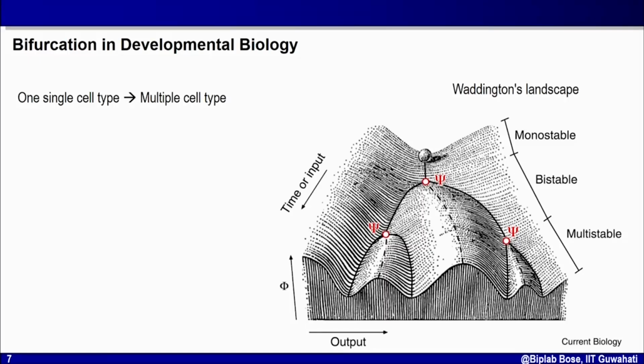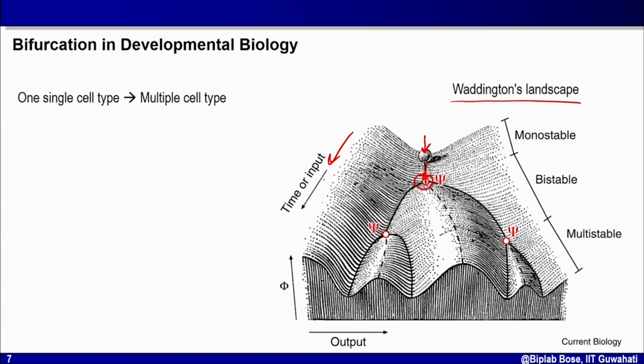Long back, Waddington proposed something called Waddington's epigenetic landscape. He used the metaphor of valleys and rivers. You can imagine the whole space has valleys and hills. Initially the embryo may be somewhere here. Then as time progresses, different input signals come, and the cells move in this trajectory, just like they move on a phase plane, and they have only one stable steady state here.